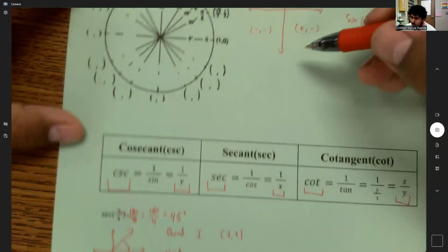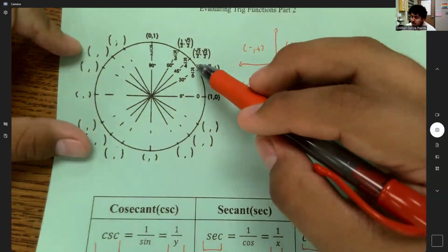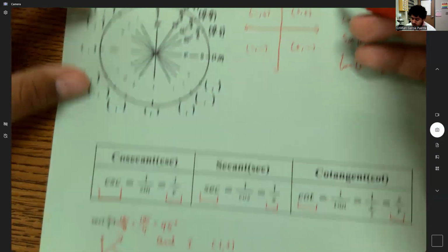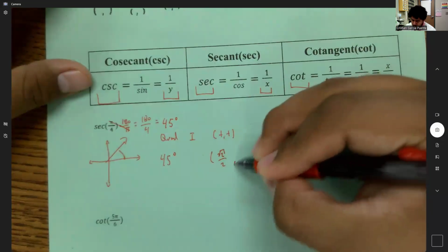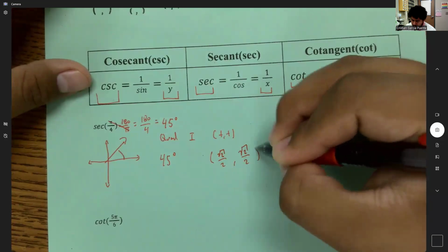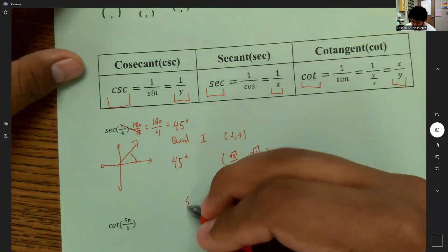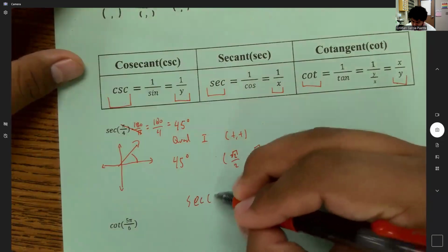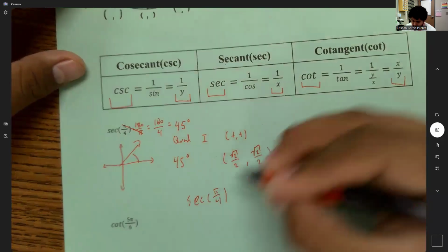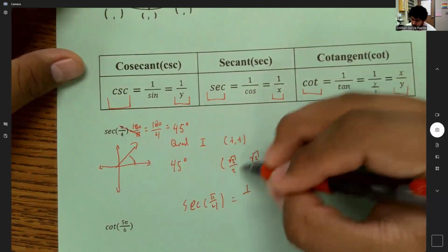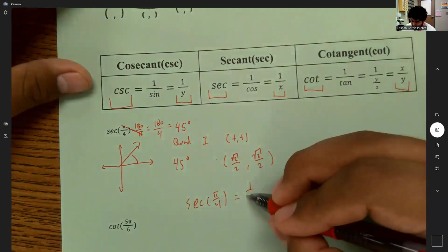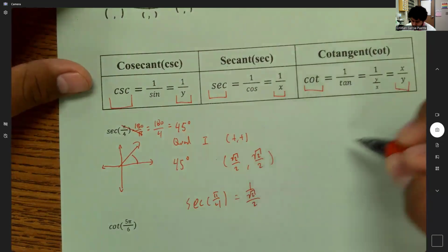So we're going to go up to our chart now and look at 45 degrees. What does it say? Root 2 over 2 and root 2 over 2. So root 2 over 2 is our point. Now, we're finding secant of pi over 4. And remember, secant is equal to 1 over x. So it's equal to 1 over our x value, which is root 2 over 2. So it's going to be 1 over root 2 over 2.